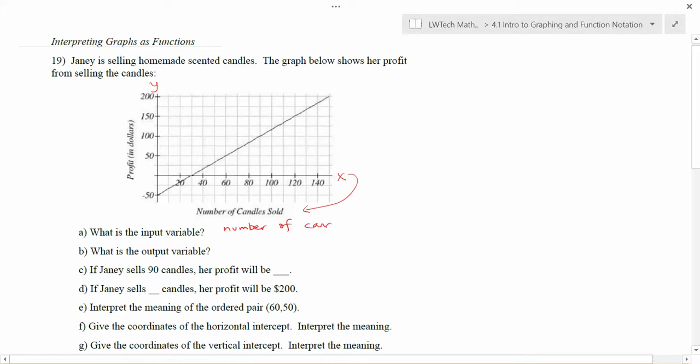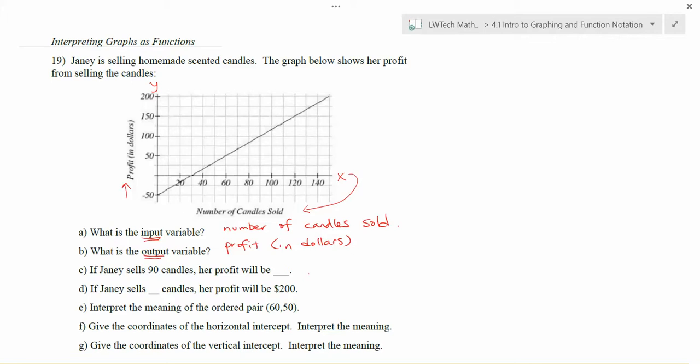If you know the number of candles sold, you should be able to figure out your profit. And that's what part B here is asking: what is the output value? If you know the number of candles sold, we can use this graph to figure out the profit. And that's going to be our variable, that profit in dollars. Again, when we talk about input, think about that in terms of x. When we talk about output, thinking about that in terms of y is very helpful from a function notation perspective. The next questions are asking us to evaluate our function or to solve our function based on the questions that they're looking at.